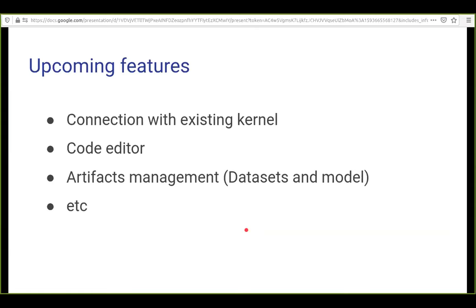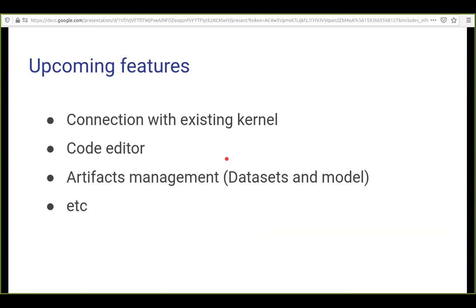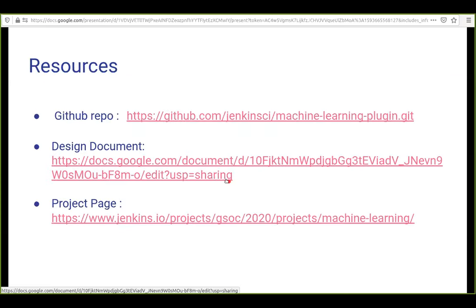There are some exciting features that will be implemented in the future. We are currently exploring connecting to an existing Python kernel from Jenkins, and we will add a code editor for editing notebooks and Python files in coding phase two. You can find more information about our design in the design document and the machine learning project on jenkins.io. So these are some helpful resources.